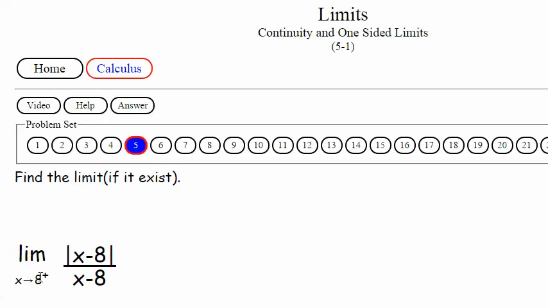So we got the limit as x approaches 8 coming in from the right hand side of the absolute value of x minus 8 over x minus 8. So let's bring up the whiteboard. We got the limit as x approaches 8 coming in from the right hand side of the absolute value of x minus 8 over x minus 8.